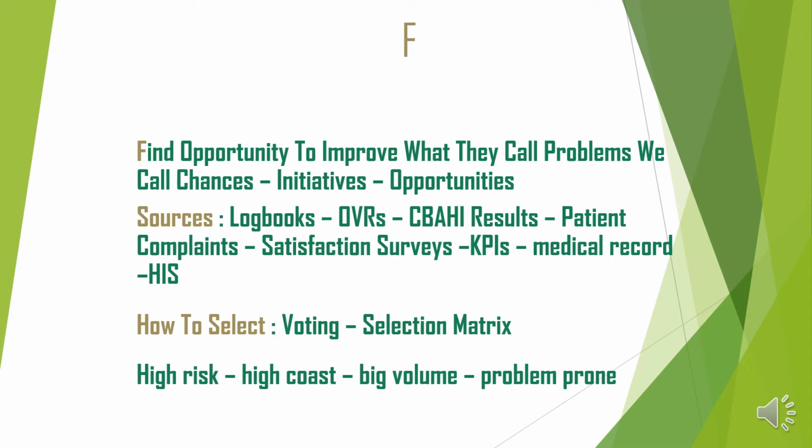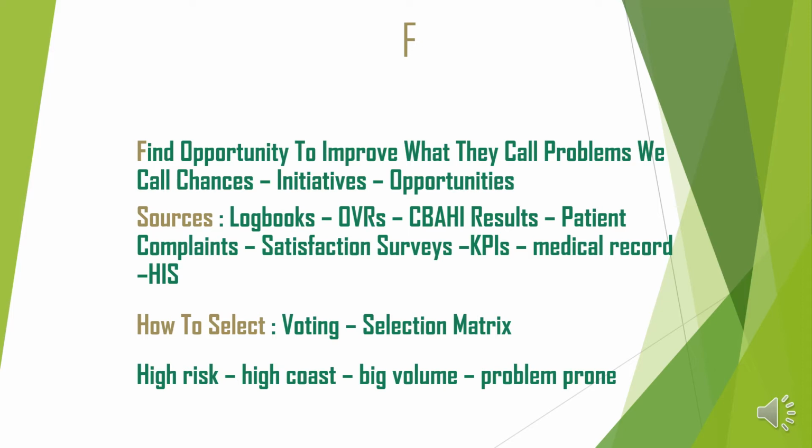When we are going to target an improvement project, it's preferable to use the big one, the important one to the healthcare facility, and we can use the high risk, high cost, big volume, problem prone issues. So when you are doing an improvement project, start with the project that considers a high risk to the patient or to the facility or to the visitors or staff. High cost, if it's giving a high cost, it can cost us a lot, we can start with it.